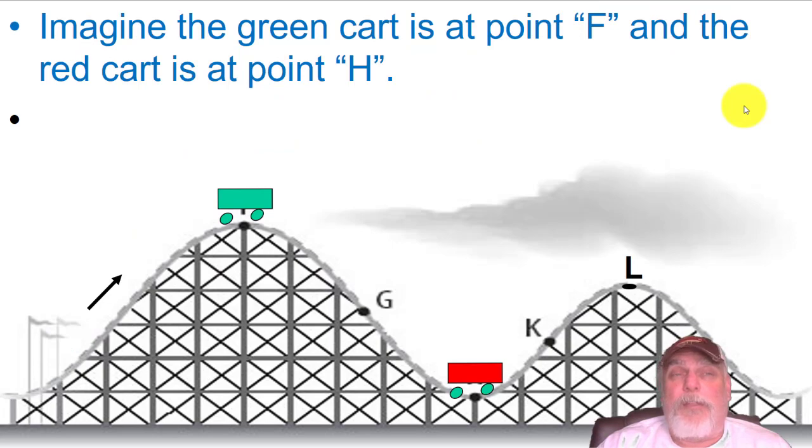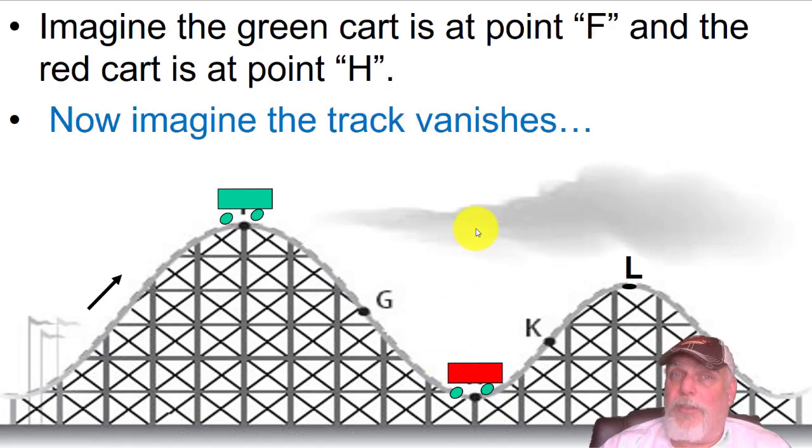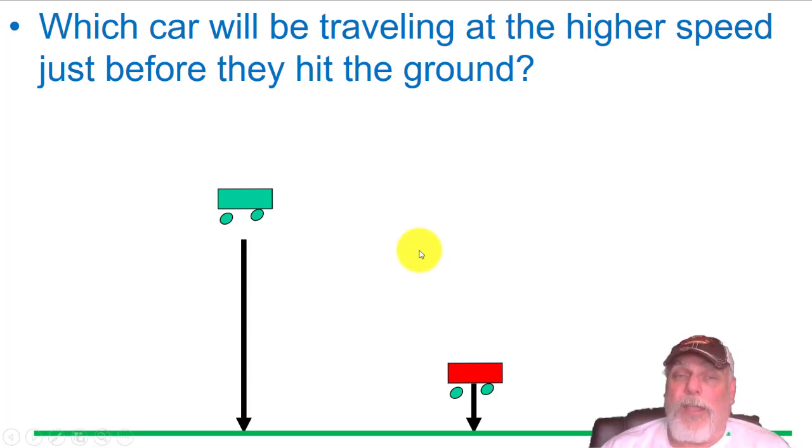Before we give you the answer, let's think about this. Imagine that the green car is at point F, so it's just sitting here on the track. It's not rolling. And imagine that the red car is sitting down here at point H, and again, it's just sitting there. It's not rolling. Now imagine that the track magically vanishes. I don't know why it would, but let's just say it does. What's going to happen? Well, both cars should start falling back to the ground. Whee! Whee! Which car, green or red, as it falls, right before it hits the ground, would be traveling at the faster speed?